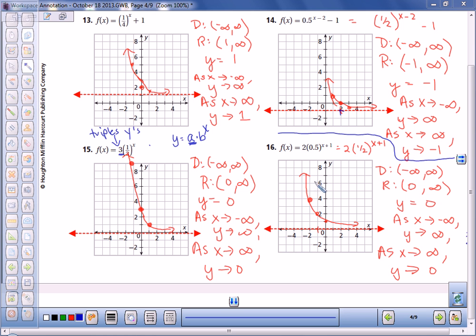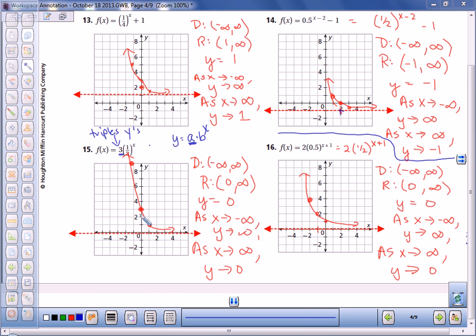Okay. All right, now this 3 out in the front. It is going to be a vertical stretch by a factor of 3, which triples our y's. And also, do you remember that if we don't have a vertical shift and we have this multiple out in front, that is our y-intercept, isn't it? See the 3? Y-intercept. Whoa.